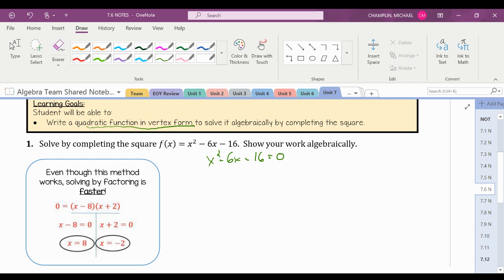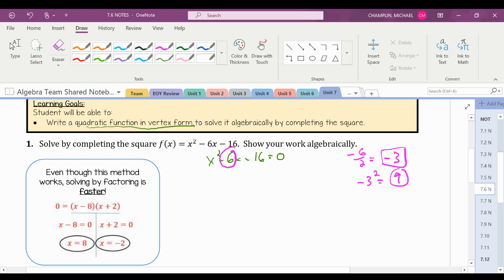All right, so when completing the square, the first thing I have to do is take my b value and divide that by 2. So I'm going to get negative 6 divided by 2 equals negative 3. And that's my first important number. And then I'm going to square that. So I'm going to have negative 3 squared equals 9. And there's another important number.